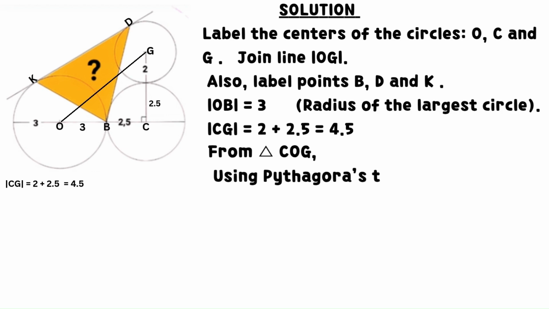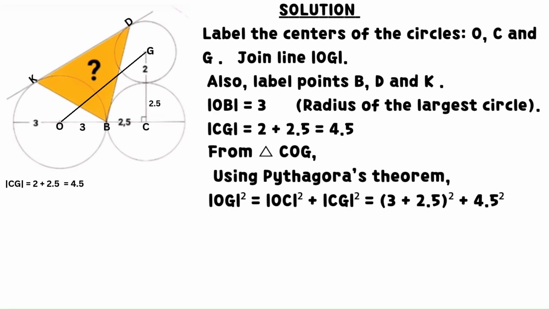From triangle COG, using Pythagoras' theorem, the square of line OG equals the sum of the square of line OC and the square of line CG, which equals 50.5, after simplification of substituted values. This implies that the square of line OG equals 50.5. We call it equation 1.